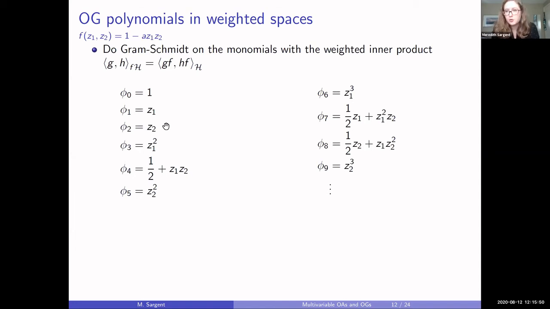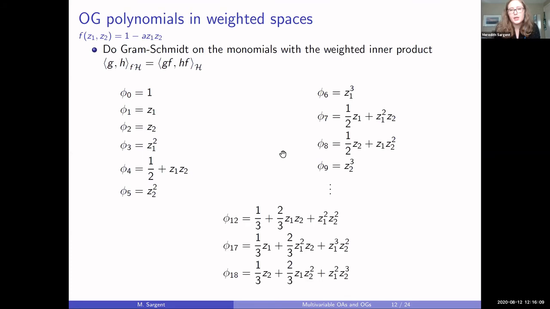1, z1, z2, sure, orthogonal. And then here at phi 4, the first term where I would have z1 z2, now I have something more exciting, right? You compare phi 4 to phi 7 and phi 8. Hey, look, those look pretty similar, right? If you continue doing this, you'll get up to, say, phi 12. Remember, that was the first term that has our z1 squared z2 squared in it. And if you continue this, phi 17 and phi 18, those look pretty similar to this phi 7 and phi 8 here.